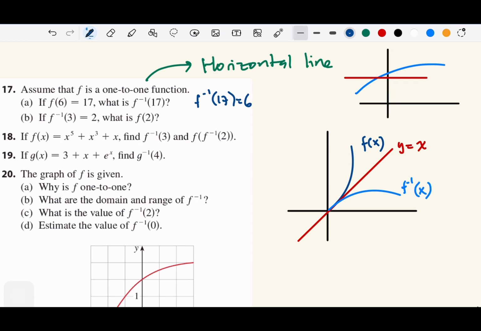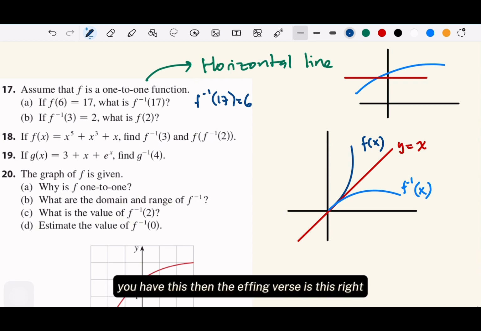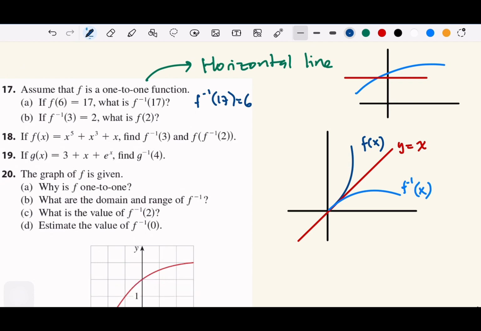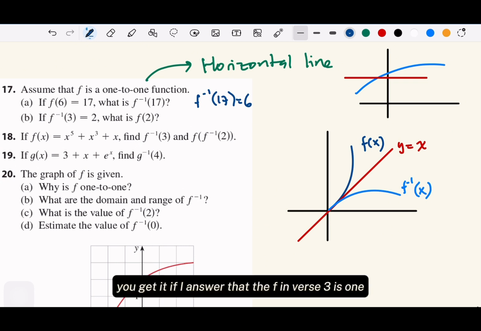The idea is still the same. You have this, then the f inverse is this. So if you look at x to the power of 5 plus x cubed plus x, we need this to be 3. Do you get it if I answer that f inverse of 3 is 1?